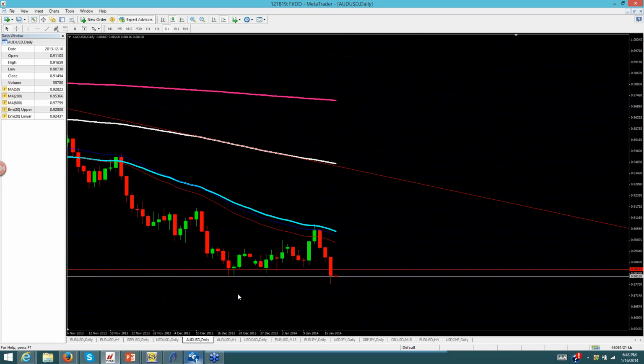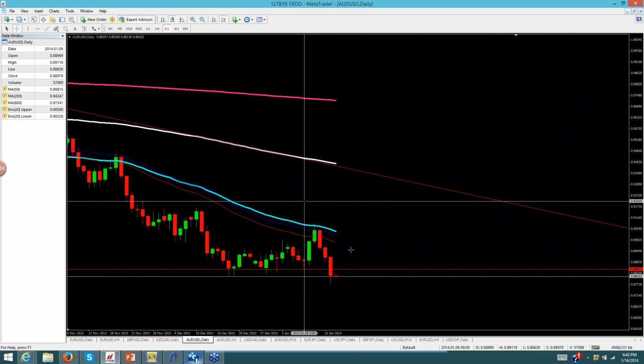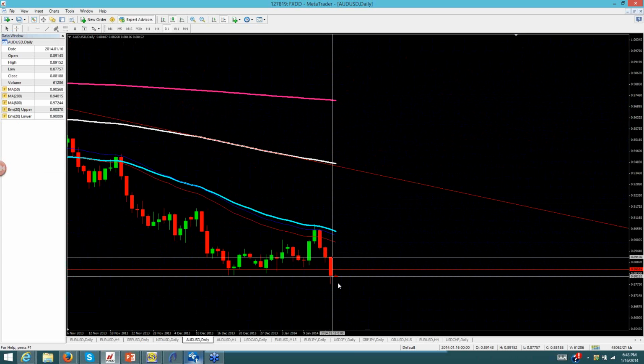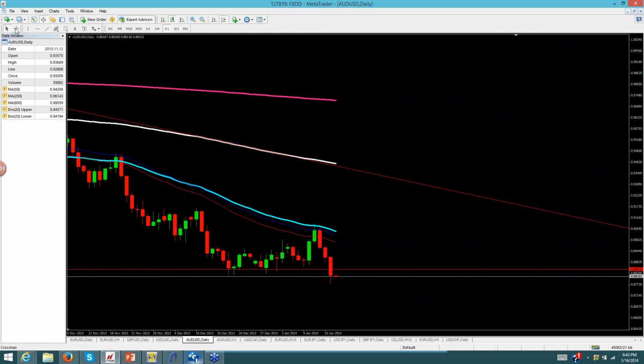All right, continuing on, Aussie dollar, we had a sell bias, and we were right on as far as that sell bias was concerned on the Aussie dollar. You can see here that there's a big drop on the Aussie dollar, and that was our strongest sell, just because the Aussie has continued to move down.